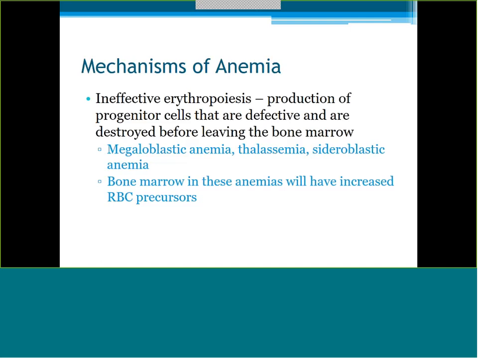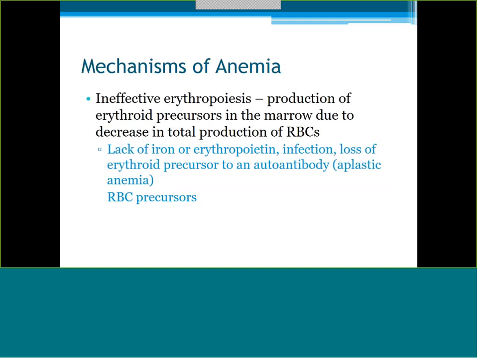These are all three that fall under the ineffective erythropoiesis, in which they have defective progenitor cells, and we're trying to get rid of them before we even let them out.